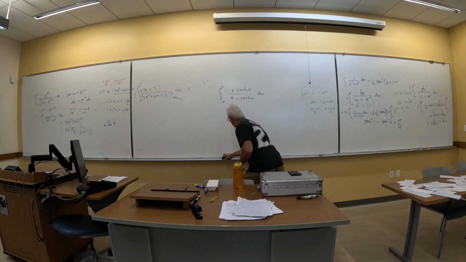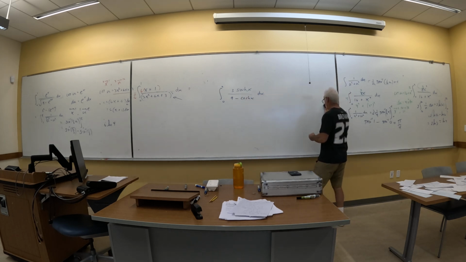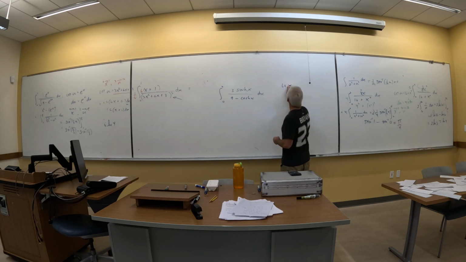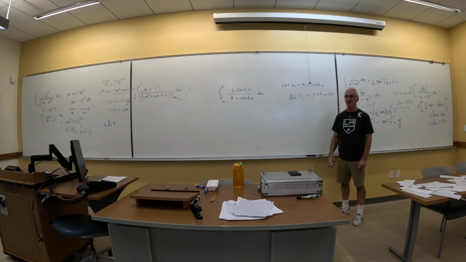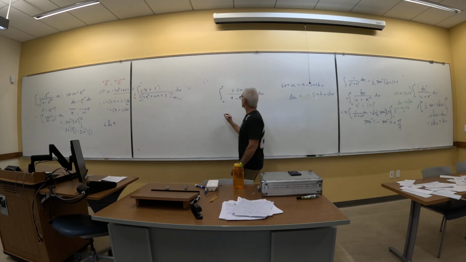So what is my substitution going to be? 9 minus cosh x. Let u equal 9 minus the hyperbolic cosine of x. Then what's du? Negative sinh x dx. Do I have that? Almost exactly. In fact, let's do this.